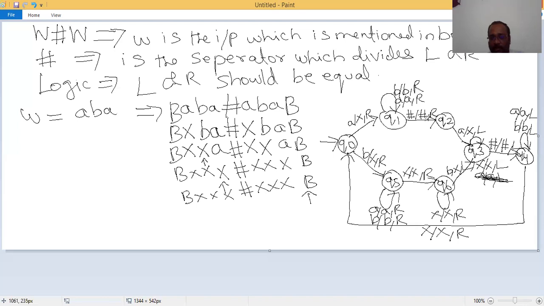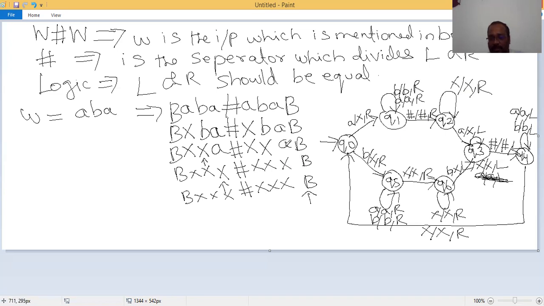So what are all the things you will be having? You will be having two X's here. So whatever X's are coming, mention them in the loop. X is mentioned as X and moving to the right hand side. Now you will be having A. This A will be replaced as X and moving to the left hand side.